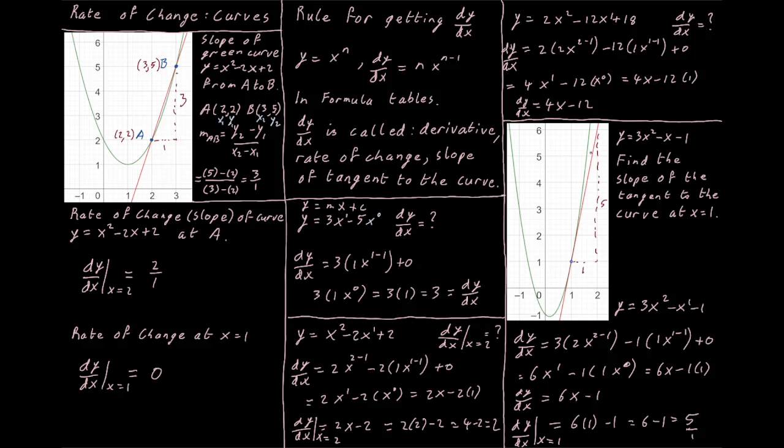So that's how we can use our derivative rule, our power rule that's in our formula tables, to find the slopes of curves. Even though the slopes are continuously changing, we can use this derivative to find the slope for any value of x. And that is what we need for now.